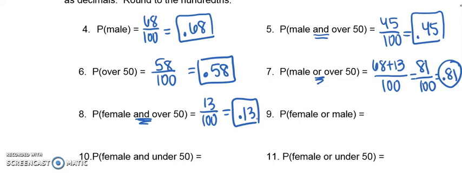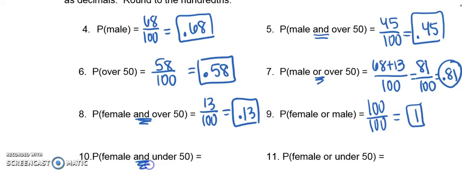Then we've got a female or male. Now think about it. What's the probability when I pull someone out of here at random that they're going to be a female or a male? There's pretty much a 100% chance of that happening. So when you divide those as a decimal, that would be 1.